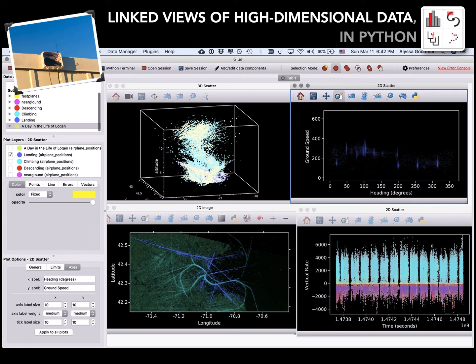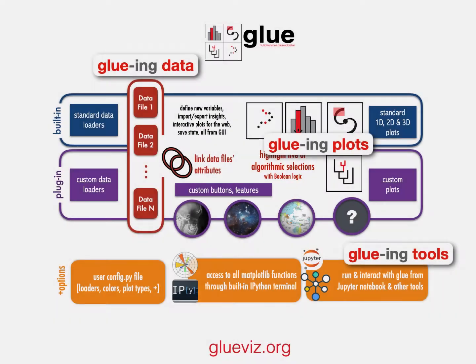We talk a lot more about Glue in other videos in this series, so let me talk here more about the architecture of Glue and how it's meant to work. This is a diagram that gives you a good glimpse into the three meanings of the word Glue. It is not an acronym. It has to do with gluing things together.